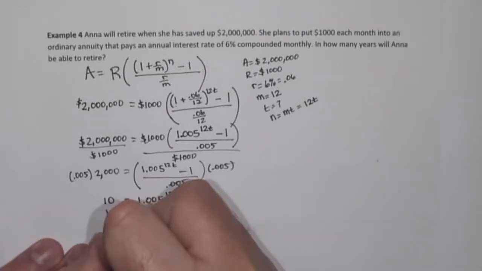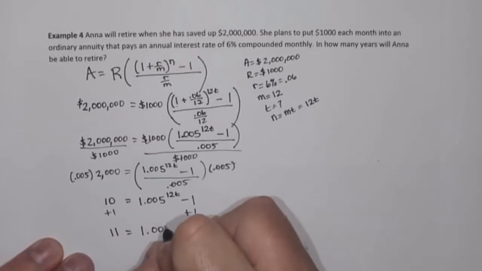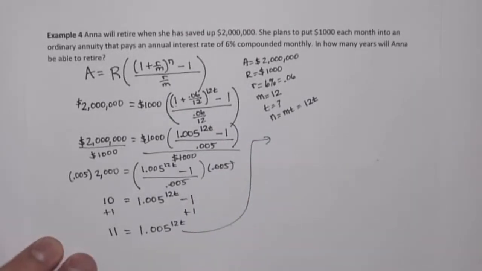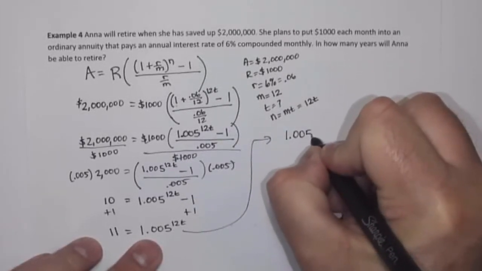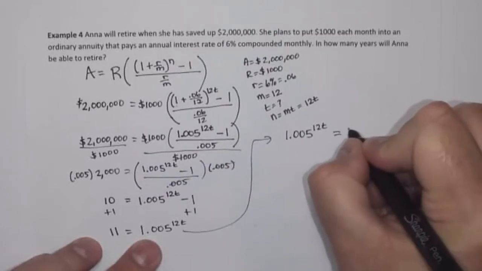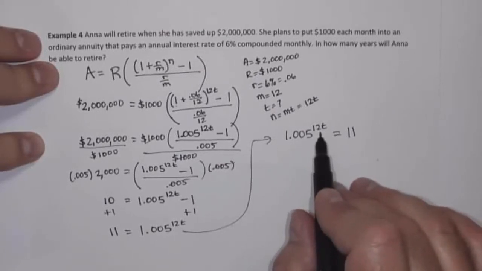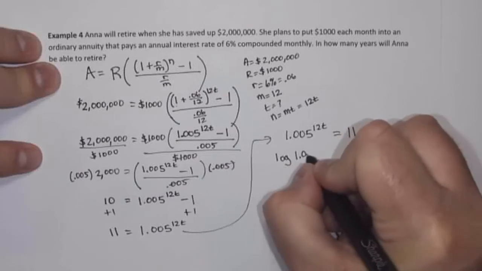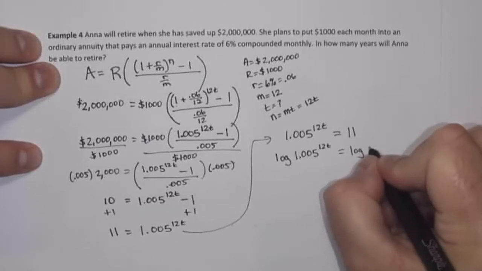So if I add 1 to both sides, well, 10 plus 1 is 11, and that's going to equal 1.005 to the 12t power. And I'm going to bring that over here just to have more room, and I'm going to flip it around. So I'm going to write this as 1.005 to the 12t power equals 11. I need to get that t down from being in a power, so I can do that by taking the log of both sides. So the log of 1.005 to the 12t power equals the log of 11.